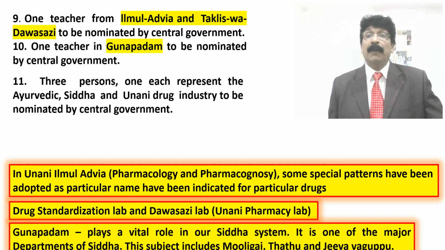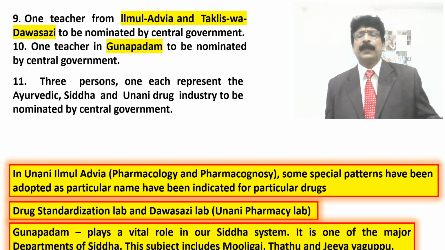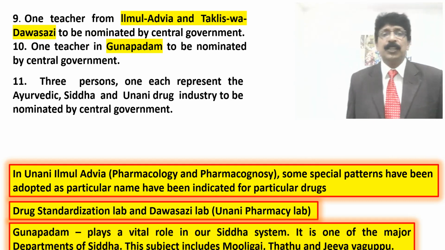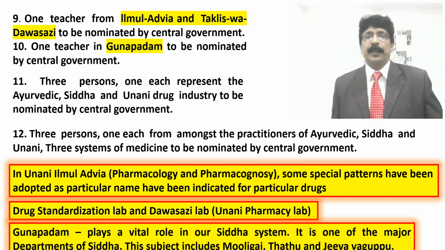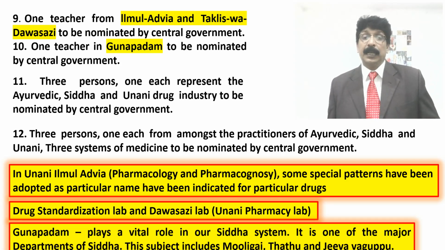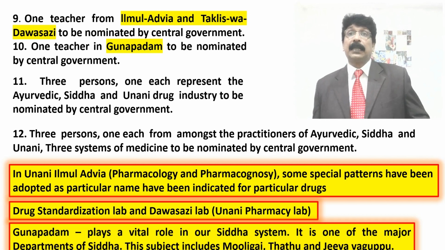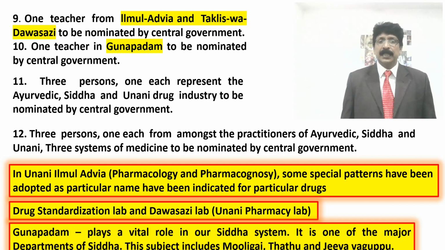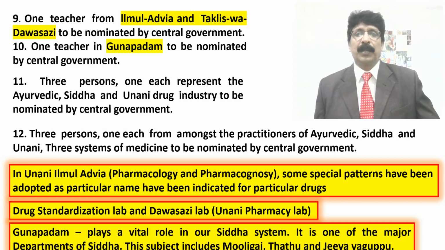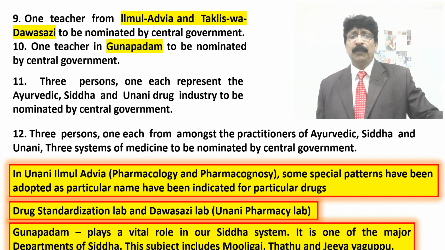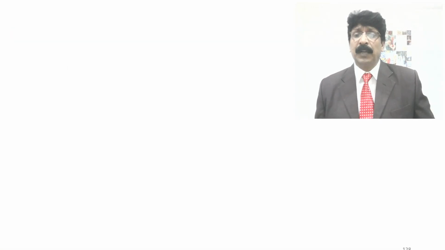And 11th one, 3 persons, one from each represents the Ayurveda, Siddha and Unani drug industry to be nominated by the central government. 3 persons, one each from all the 3 systems, from among the clinical practitioners of Ayurveda, clinical practice of Siddha, clinical practice of Unani, the 3 systems of medicine to be nominated by the central government. So we have seen that 19 members totally will be part of this advisory board, technical advisory board.